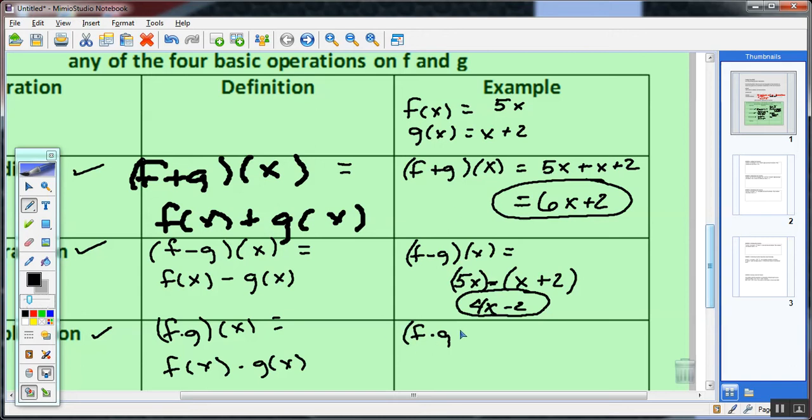Okay. This is just going to be what times what, kids? 5x times. Yep. Okay, so let's simplify this, or in other words, distribute. What's 5x times x going to get you? Yep, 5x squared plus what? Okay.